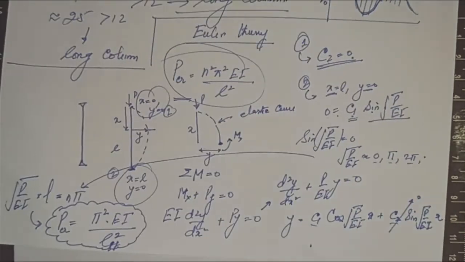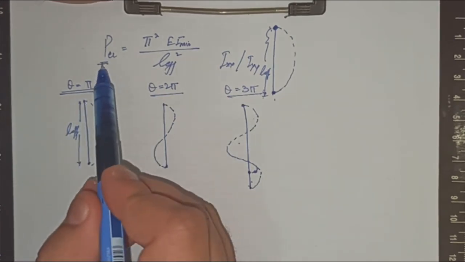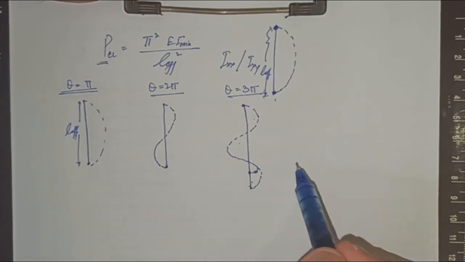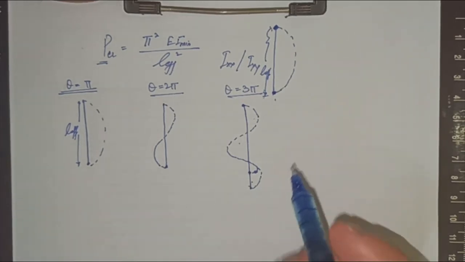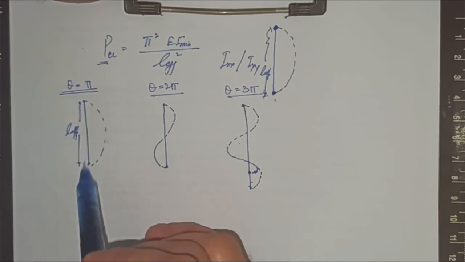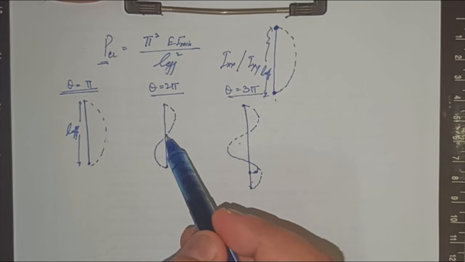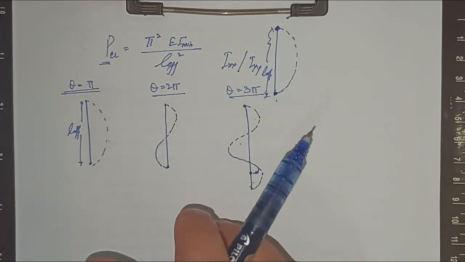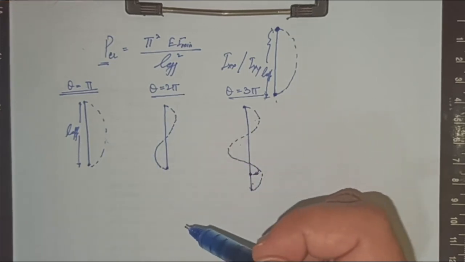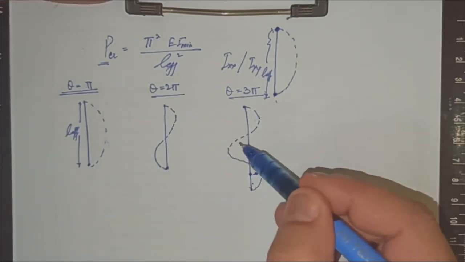Remember that the buckling modes will occur only in these conditions and the critical load will be for these particular modes only. So failure will occur only with these particular modes. For theta equals pi, the failure can occur only in this mode. For theta equals 2 pi, the failure can occur practically in this shape. So the buckling of the column may occur in this shape. Similarly, for 3 pi, the buckling can occur in the sinusoidal mode again.